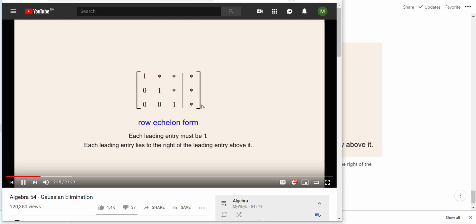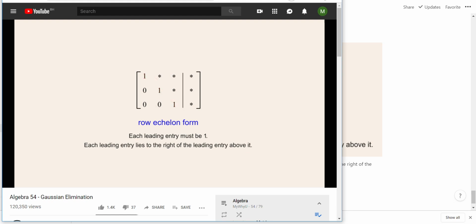And the third requirement is that any rows which contain all zeros must be positioned at the bottom of the matrix.